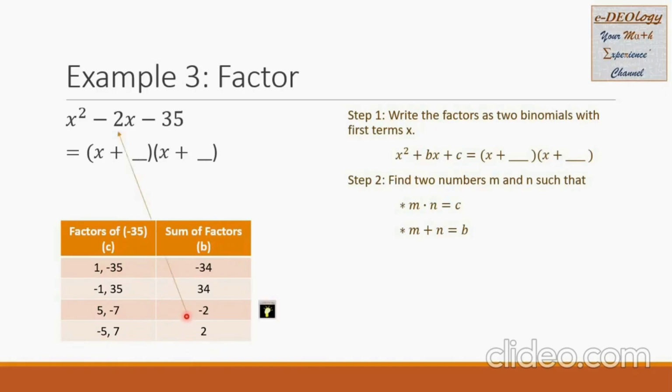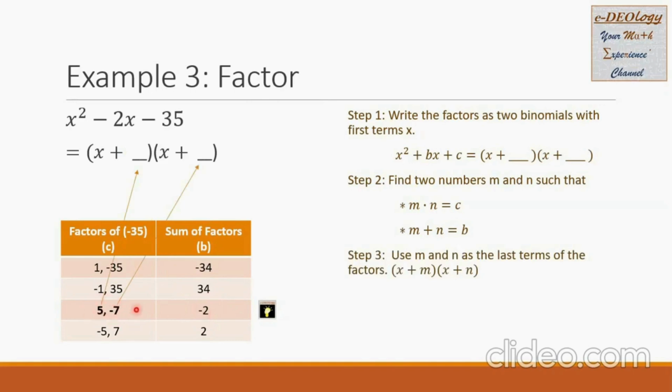But we're looking for a sum that is equal to b, and here it is, the negative 2. It means we're going to step 3, to use the m and n, this pair of factors, to be placed on the blanks. So here it is now, we have (x plus 5) times (x minus 7).